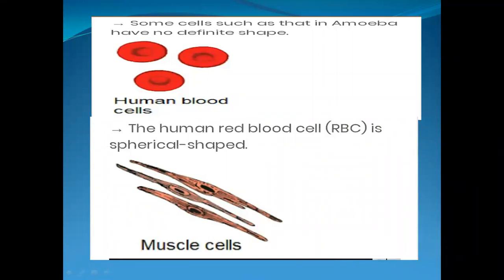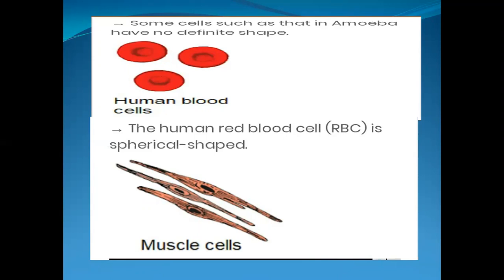Good morning, students. In the previous video, I explained the cell and cell theory. Now we will move on and start with the shapes and sizes of the cell. As I've told you, the shape and size of a cell depend upon the function of the cell. You can see that there are blood cells in our body. The diagram you can see on the screen.